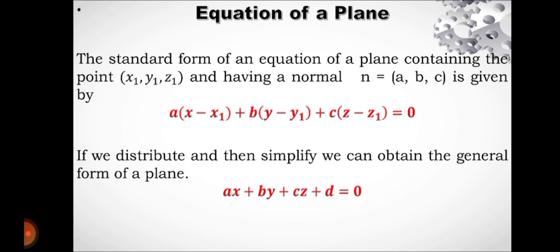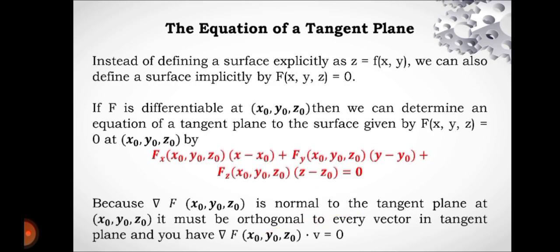Equation of a plane. The standard form of an equation of a plane containing the point (x1, y1, z1) and having a normal n = ⟨a, b, c⟩ is given by a(x − x1) + b(y − y1) + c(z − z1) = 0. If we distribute and then simplify, we can obtain the general form of a plane: ax + by + cz + d = 0.